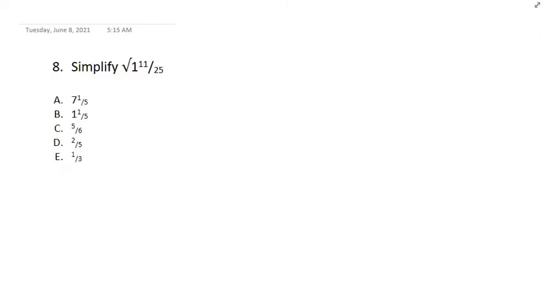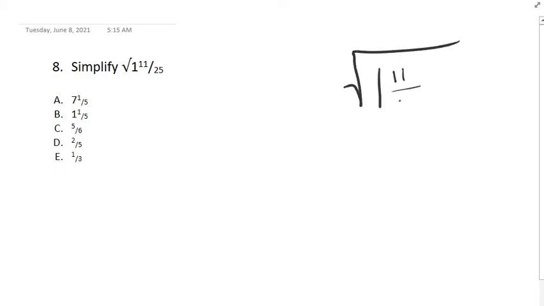Question 8. Now, let's simplify the square root of one whole number, 11 over 25. Now, the first thing we need to do is to convert what we have to an improper fraction. To do that, we use the denominator, which is 25, to multiply the whole number.